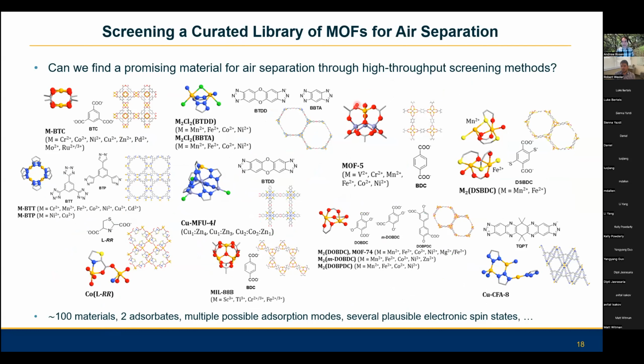We can, of course, as I suggested earlier, use high throughput computational screening methods to identify such materials. And so here are a family of structures that I looked at in this screening study, mainly based on materials that have been studied for redox reactions. And I chose redox reactions because oxygen binding is often an oxidation process. And so I considered about 100 materials, 2 adsorbates, the oxygen and the nitrogen, multiple possible adsorption modes for those gases, and then several plausible electronic spin states for each one of them.